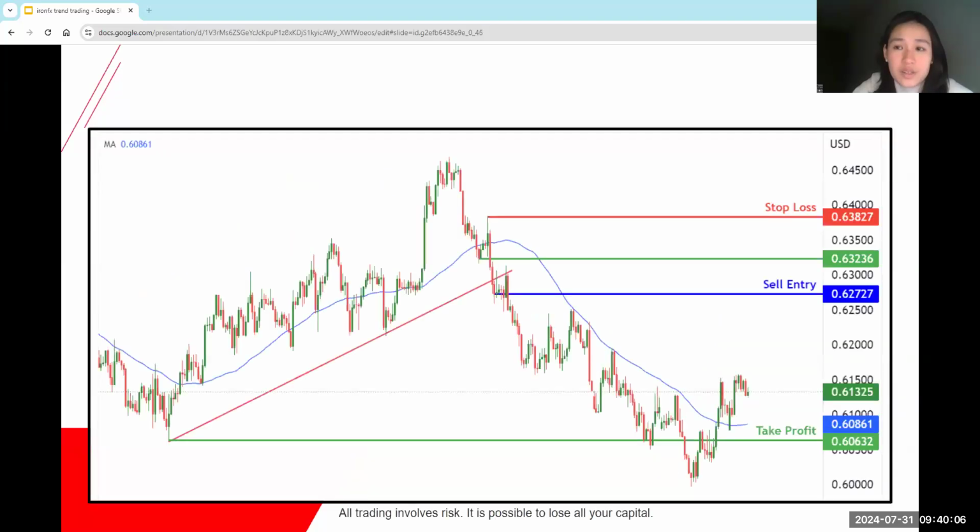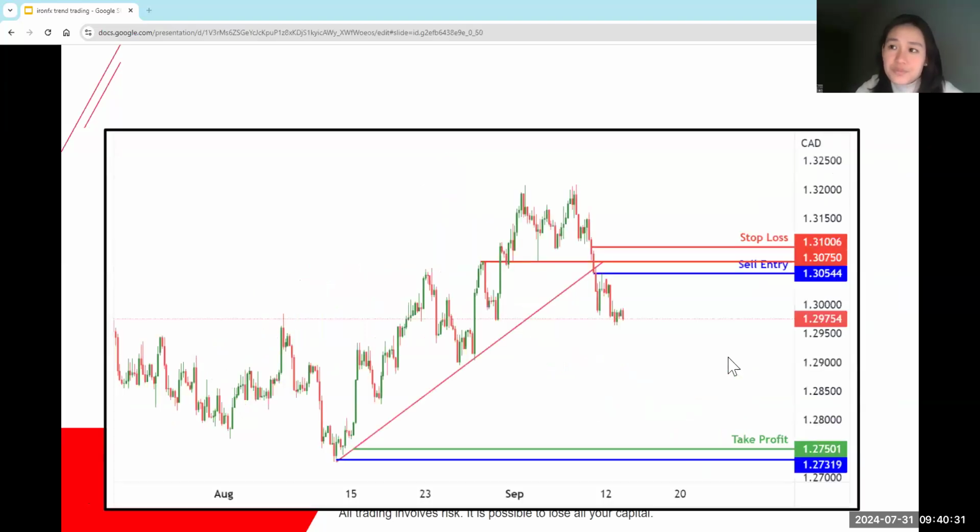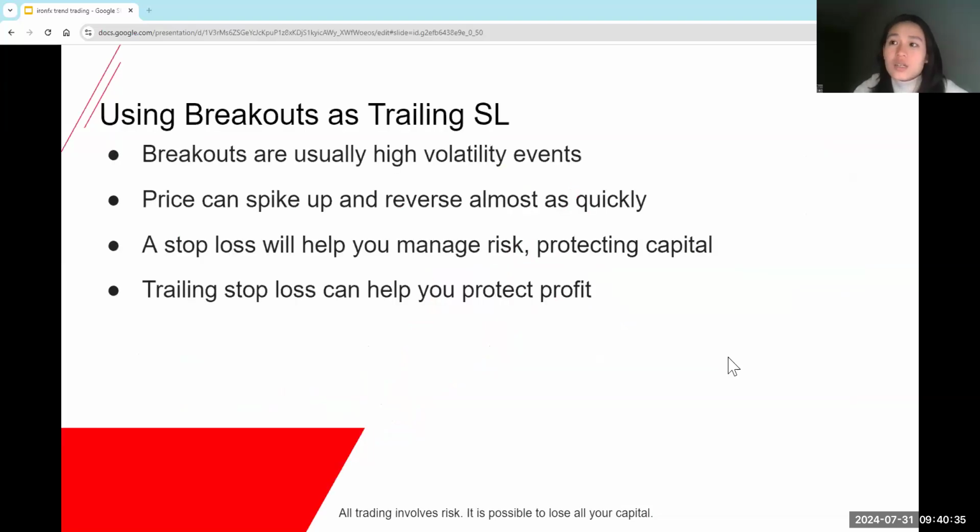Okay, so yeah, here's another example. Price has broken out of this ascending trend line here. Okay, so this is our sell entry. Price moves below the moving average as well, and it drops below our take profit, so we get out over here before it reverses and moves above your moving average. Okay, similarly here as well.